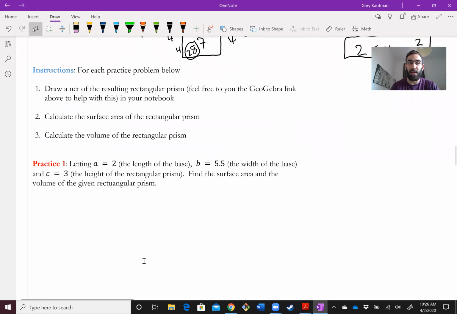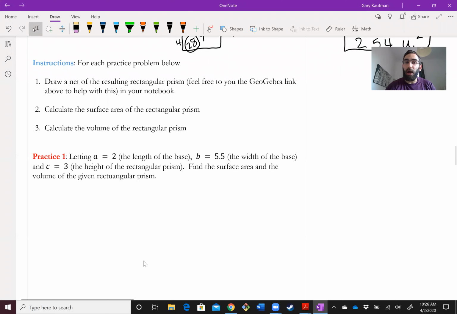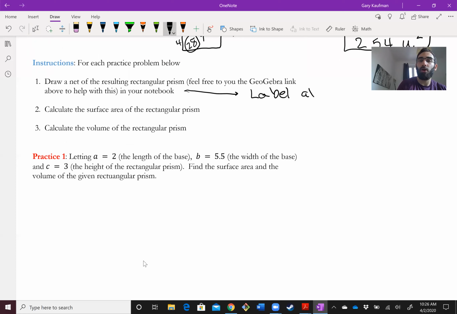So the questions that I have for you, here are your instructions for them. Draw a net of the resulting rectangular prism. Use the link to help you with that net. In that net, I want you to label all measurements, just like I did, so you could visualize which is correct. Calculate the surface area, which means the area of each side. Calculate the volume.